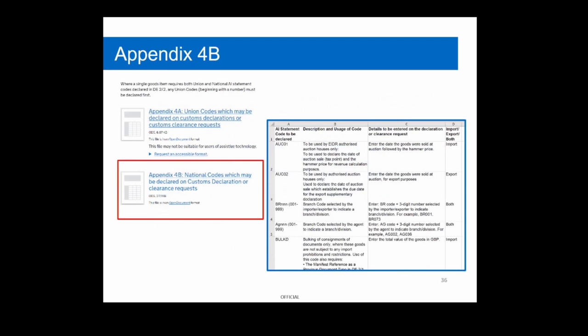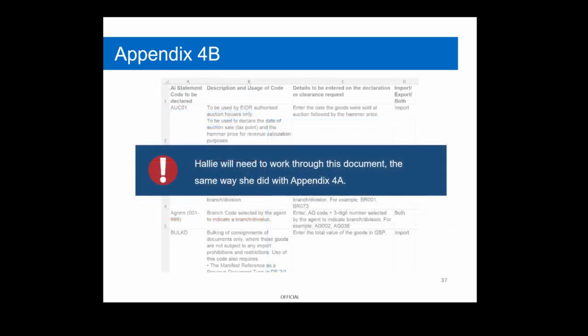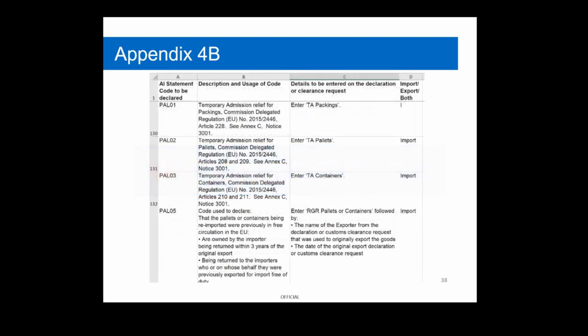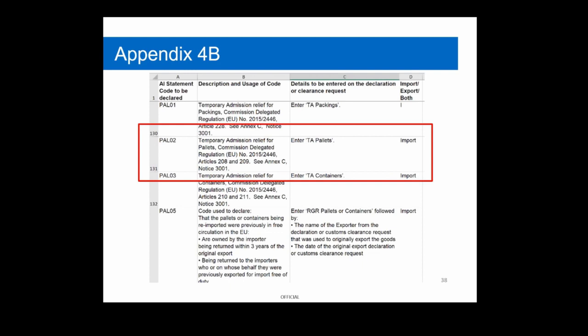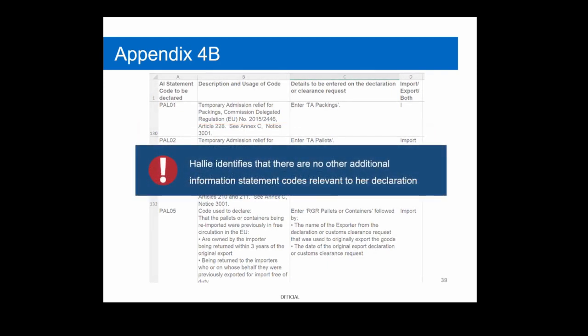Next, Hallie checks Appendix 4B. She will need to work through this document the same way she did with Appendix 4A. When Hallie scrolls down, she will see the code PAL02, which she previously identified in Appendix 1. She will need to work through the rest of the document to see if any other codes are relevant. However, Hallie identifies there are no other additional information statement codes relevant to her declaration scenario.